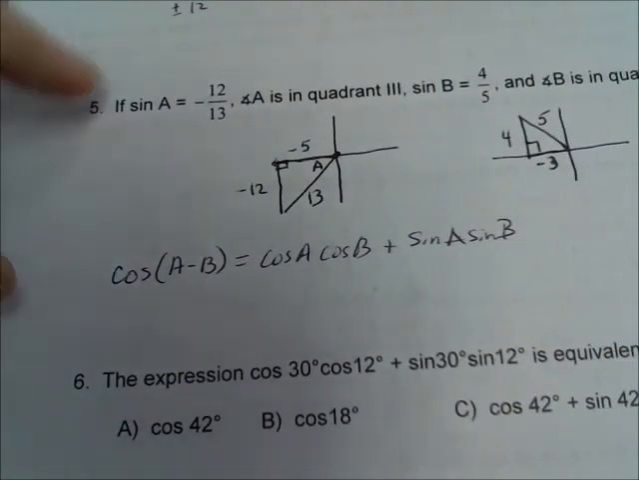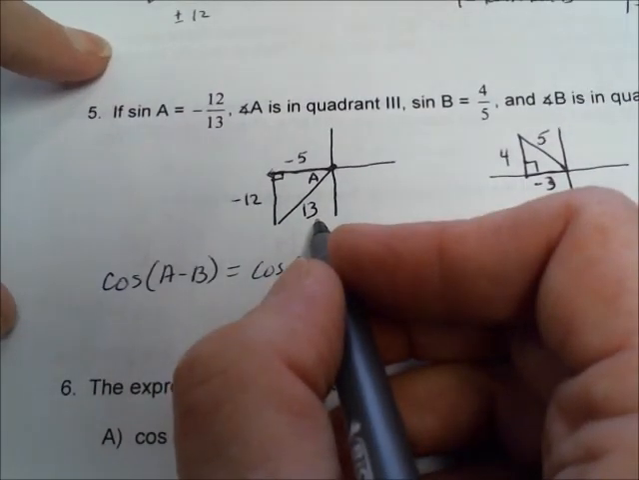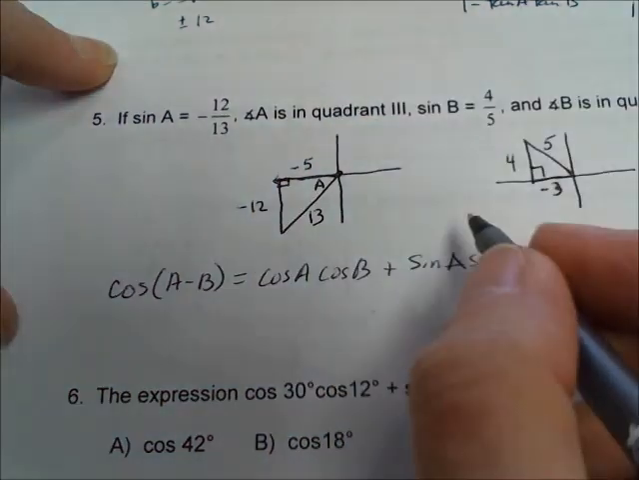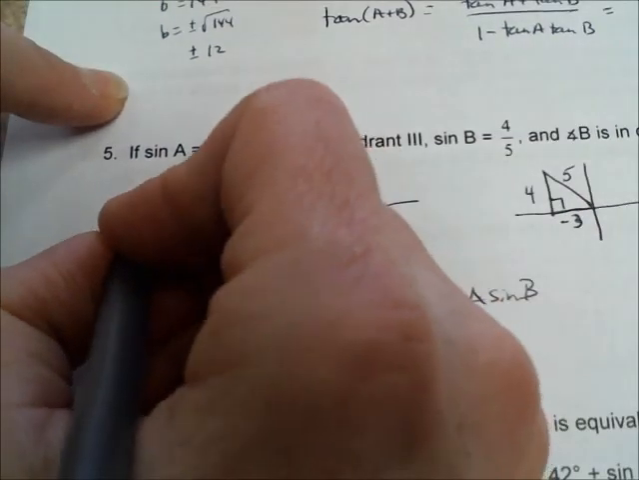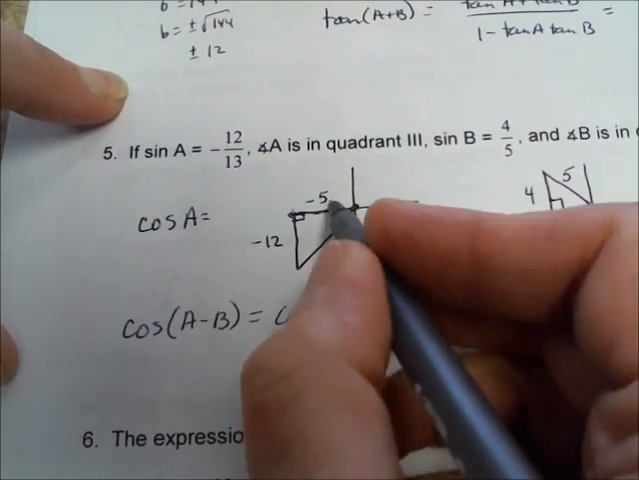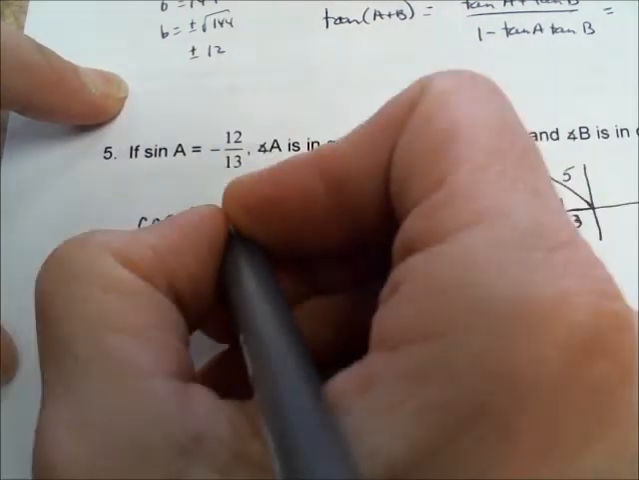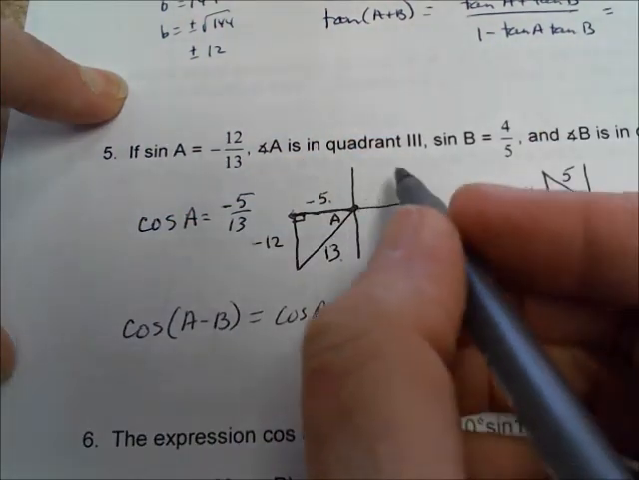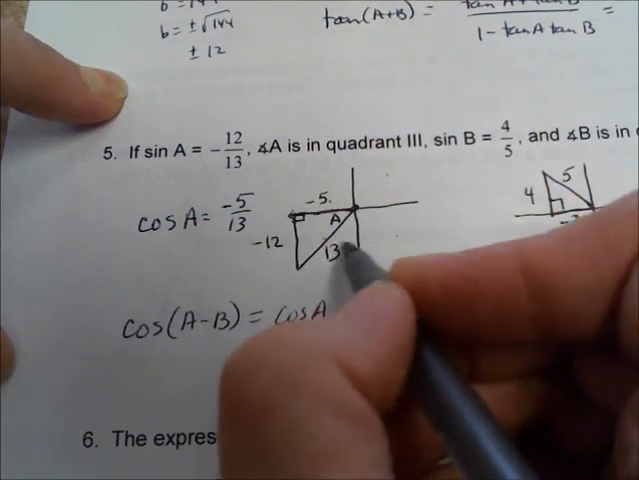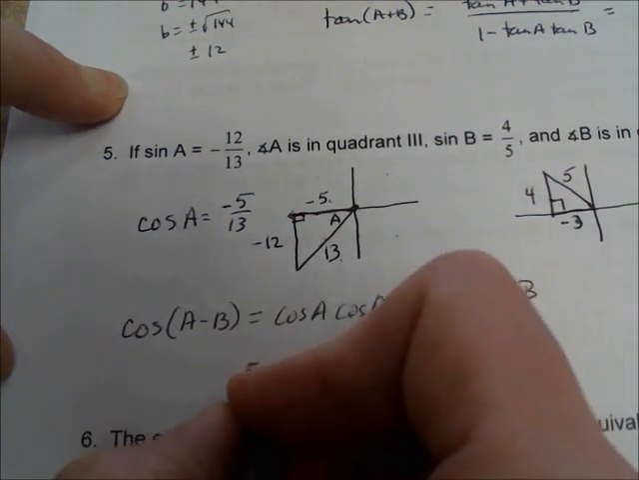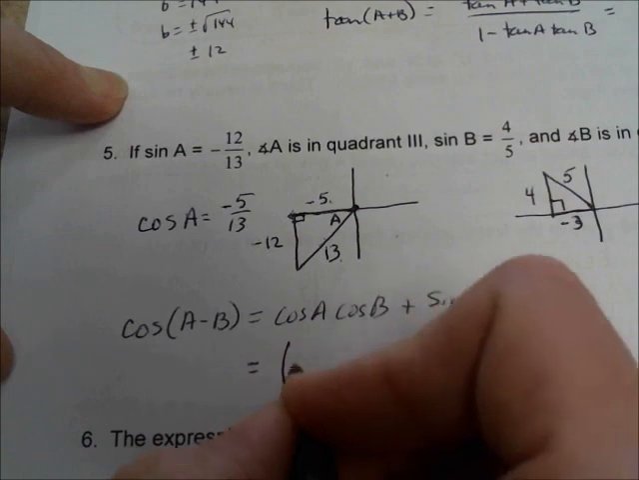So what do we have to know here? We have to know what the cosine of A is. Well, we haven't written it down yet. We know the sine of A is negative 12/13. So now we have to do SOHCAHTOA on cosine of A. Cosine is adjacent over hypotenuse, so that's negative 5/13. It's negative because All Students Take Chemistry says that cosine goes negative in quadrant 3. So now we can fill in the cosine of A as negative 5/13.